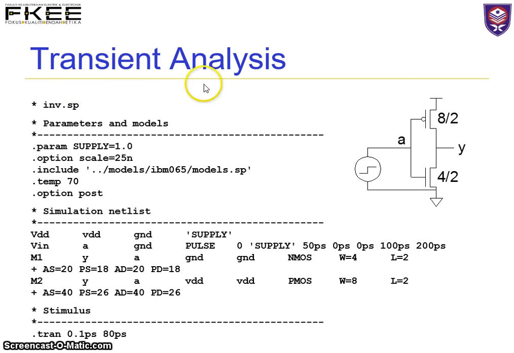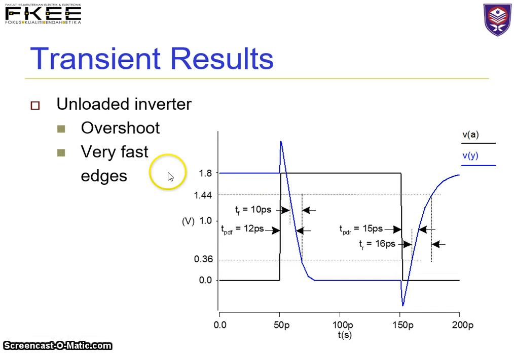This is an example of transient analysis of an inverter. We have one input, the source, PMOS and NMOS. So you have also VDD. Okay, I forgot to mention this is VDD. So you have VDD, Vin, two transistors just now, M1, M2, which is NMOS and PMOS. Then we do a transient analysis from 0.1 picosecond up to 80 picosecond. This is what we get.